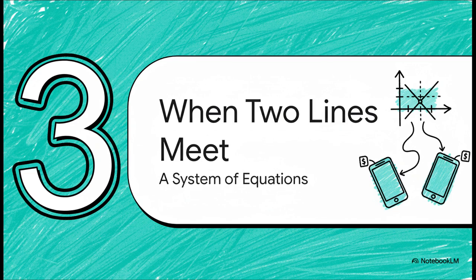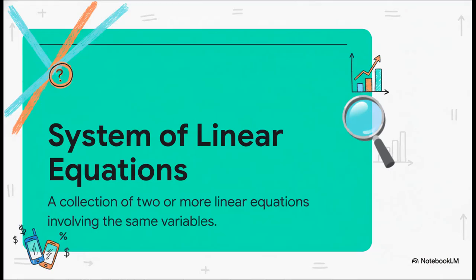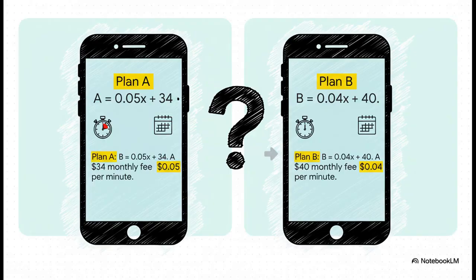So far, we've just been looking at one line at a time. But what happens when you have to choose between two different options, two different paths? Well, that's where systems of equations come into play. And that brings us to something called a system of linear equations. It's really just a fancy way of saying we're looking at two or more lines at the exact same time. And the solution we're looking for, it's the single point where those lines cross. It's the one spot where both equations are true at the same time. So let's get back to our phone bill problem.